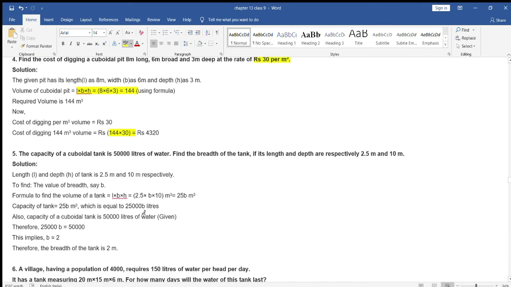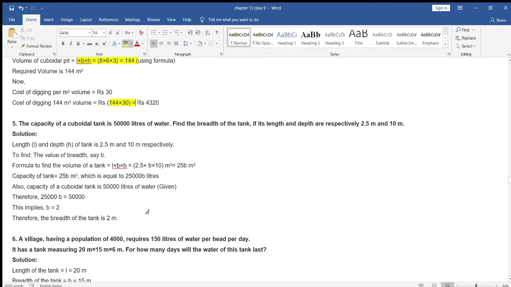Yes, now question number 5. The question number 5 is, the capacity of a cuboidal tank is 50,000 liters. Here the capacity is given to us.